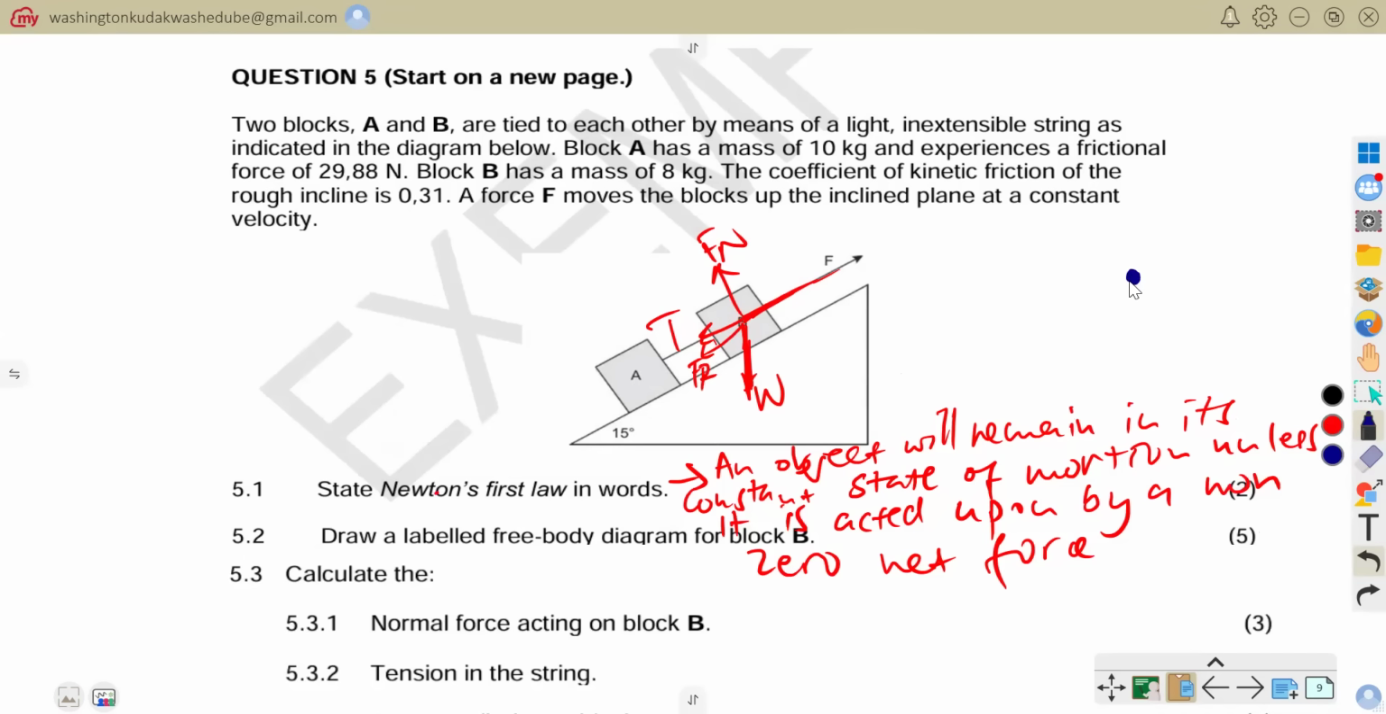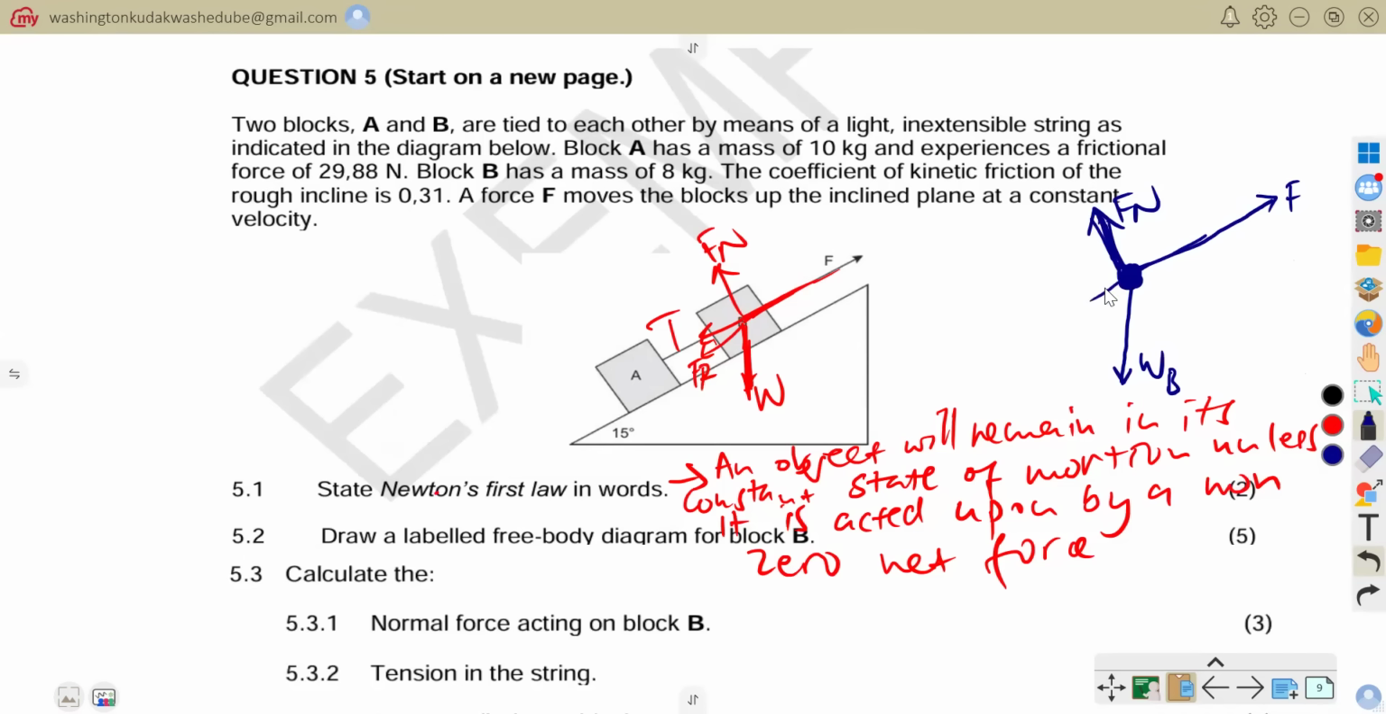This is the free body diagram where I've got my weight of the object B, and then I've got my applied force that is going in that direction, my applied force that is going in that direction, and then I would be having a normal force that is just balancing the perpendicular component of my weight. So the normal force would be Fn.